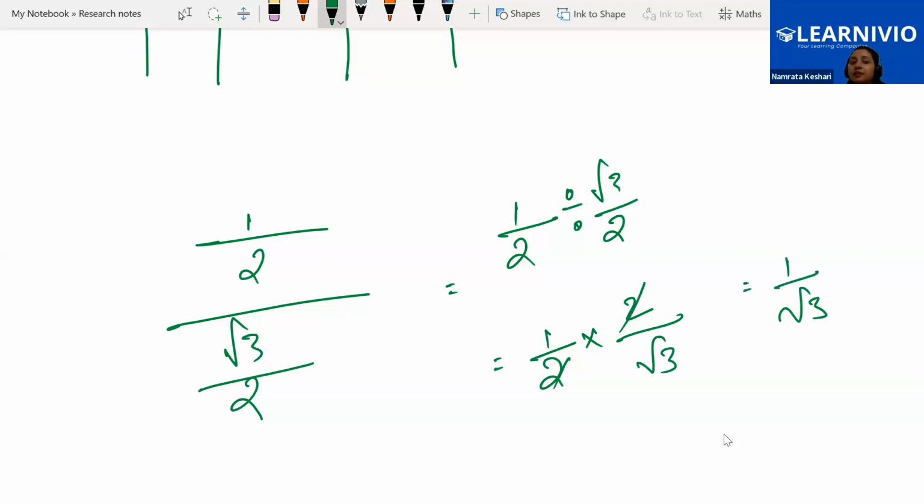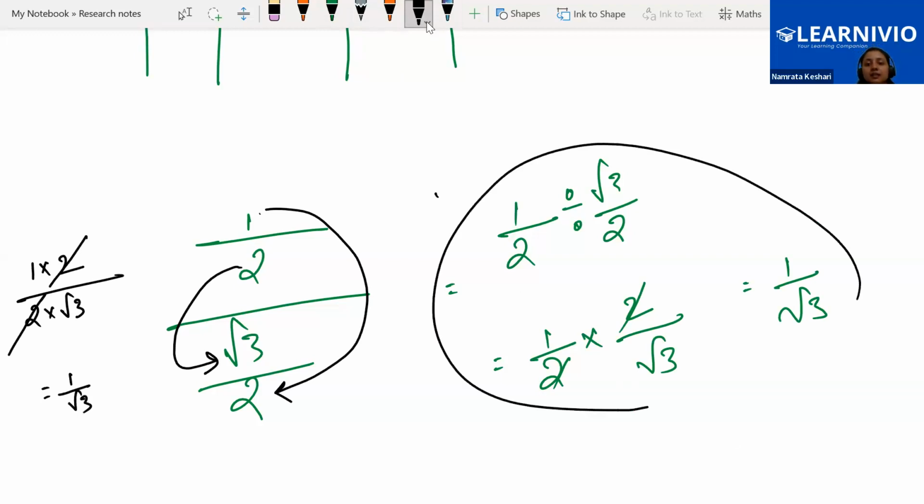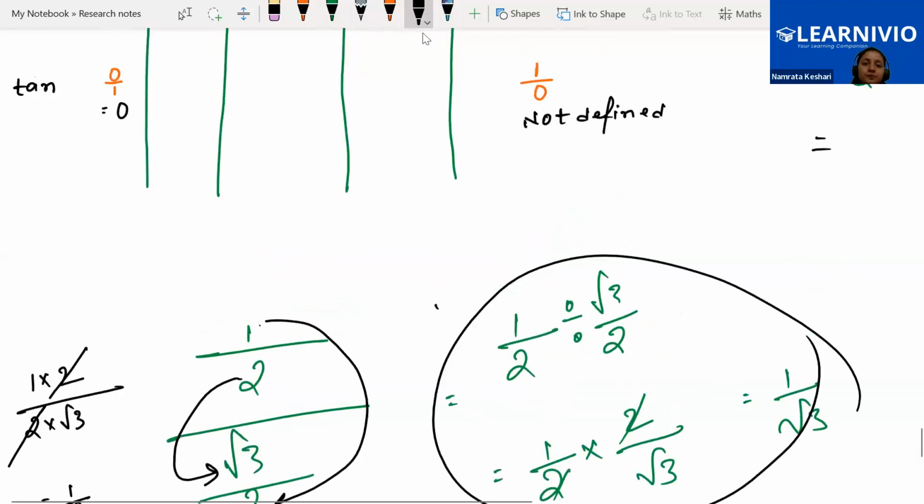Or there is a short trick also. Short trick is just outer number, multiply them together and write it in the numerator part. And inner number, multiply them together and write it in the denominator part. Whatever is cancelable, cancel it and you will get the answer. This is the short trick, and these are the concepts. Getting it? We are going to get 1 by root 3.